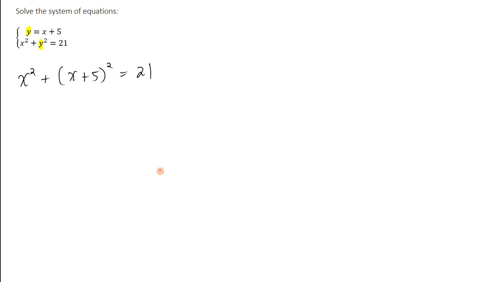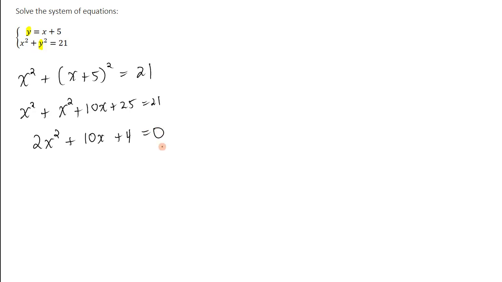I've got to multiply out that (x plus 5) squared. So recalling how to square a binomial, I have x squared plus x squared plus 10x plus 25 equals 21. And I see that this is a quadratic equation. Let's write it in standard form. So I have 2x squared plus 10x plus 4 equals 0.